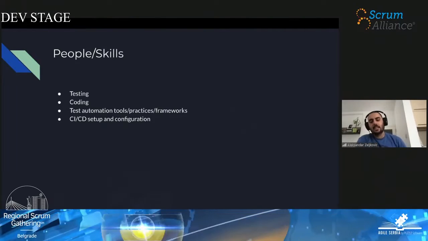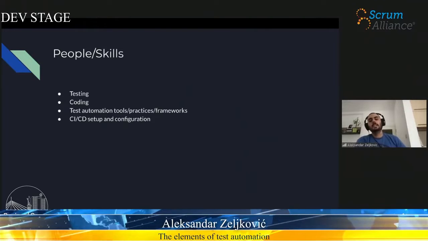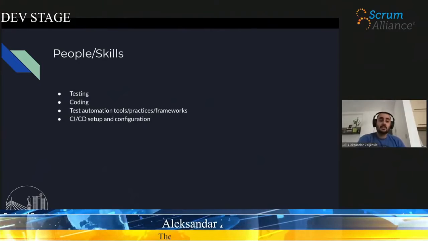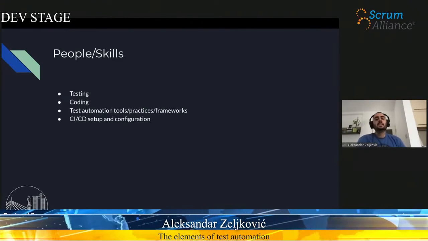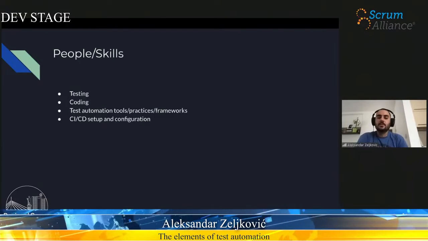Those tests need to be configured in the CI/CD pipeline. Data needs to be prepared. Some report needs to be generated there. Appropriate person needs to be alerted when something fails, and so on and so on. So this is a very important component of test automation, CI/CD setup and configuration.